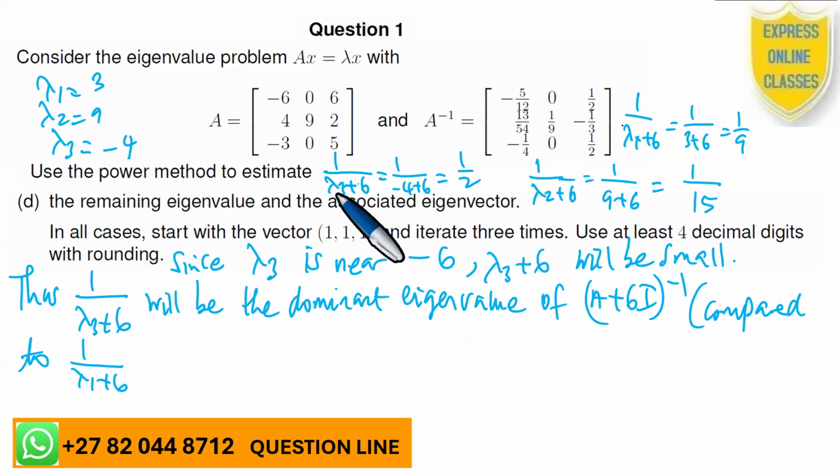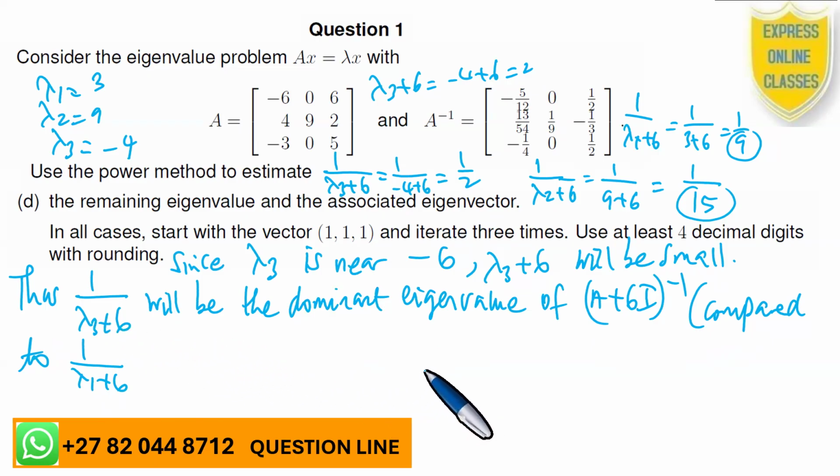Okay, because lambda 3 plus 6, lambda 3 is minus 4 plus 6, which is 2. And this one is 9, this one is 15. The lambda 1 plus 6 is 9, the lambda 2 plus 6 is 15, and the lambda 3 plus 6 is 2. So surely lambda 3 plus 6 will be small because 2 is the smallest one. Thus, if you take the reciprocal, it's going to be the biggest one. It's the most dominant.